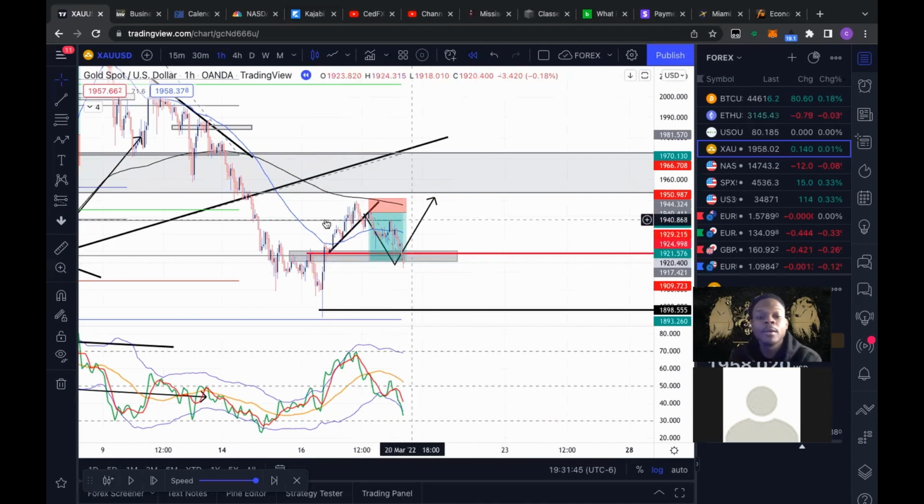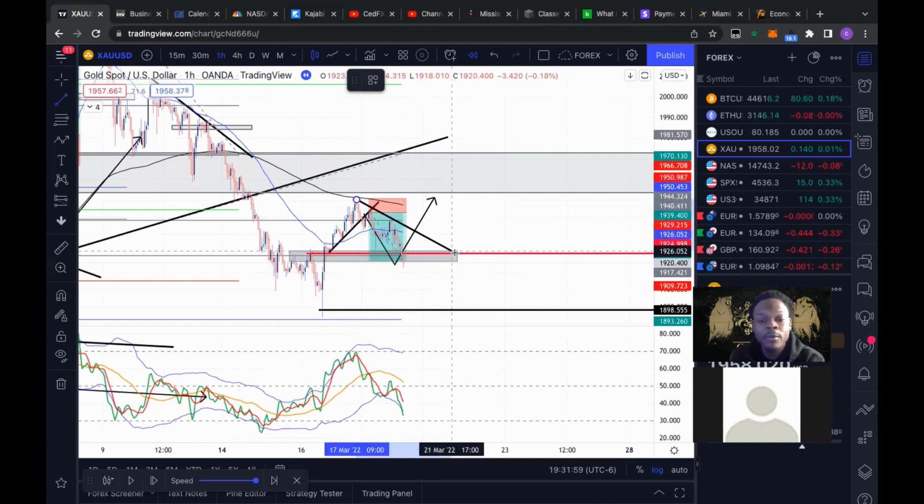But we just got that break right there. And now we're finally at the retest, right? We're finally at this retest. But in the process of going down to this retest, we also have a downtrend right here.